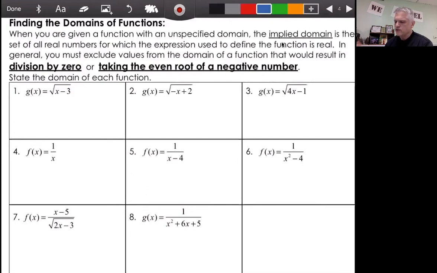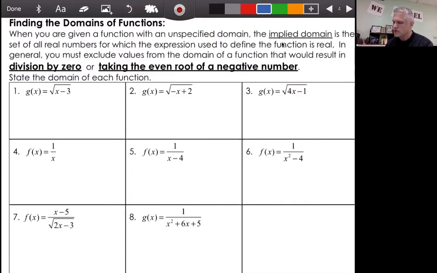Okay, g of x equals the square root of x minus 3. A lovely looking function. Is there anything there that could possibly make one of these two things happen? Is there a fraction where the denominator has an x in it where I can make that denominator 0? No, there's no denominator here whatsoever.